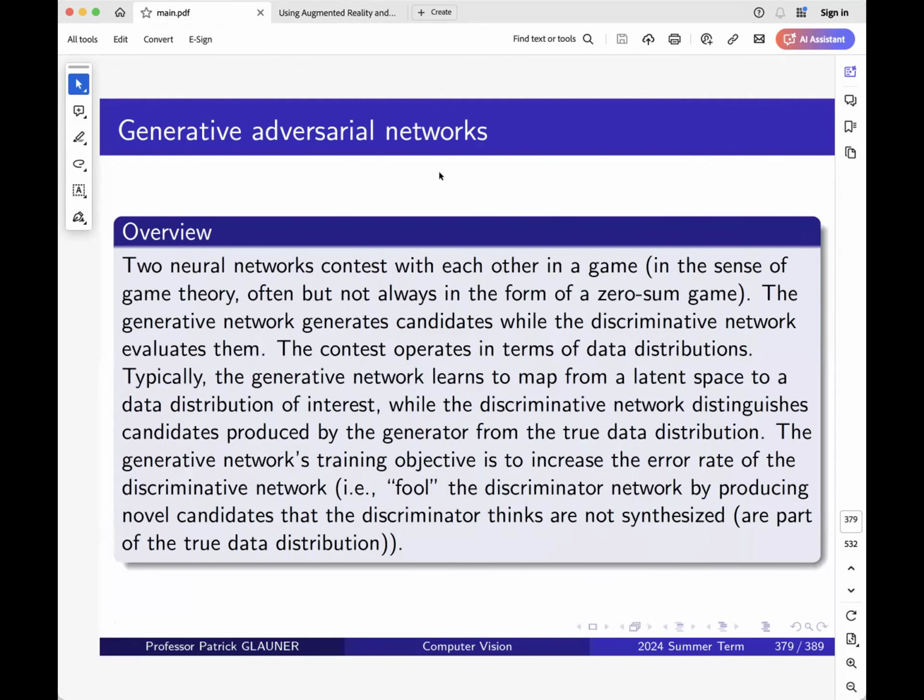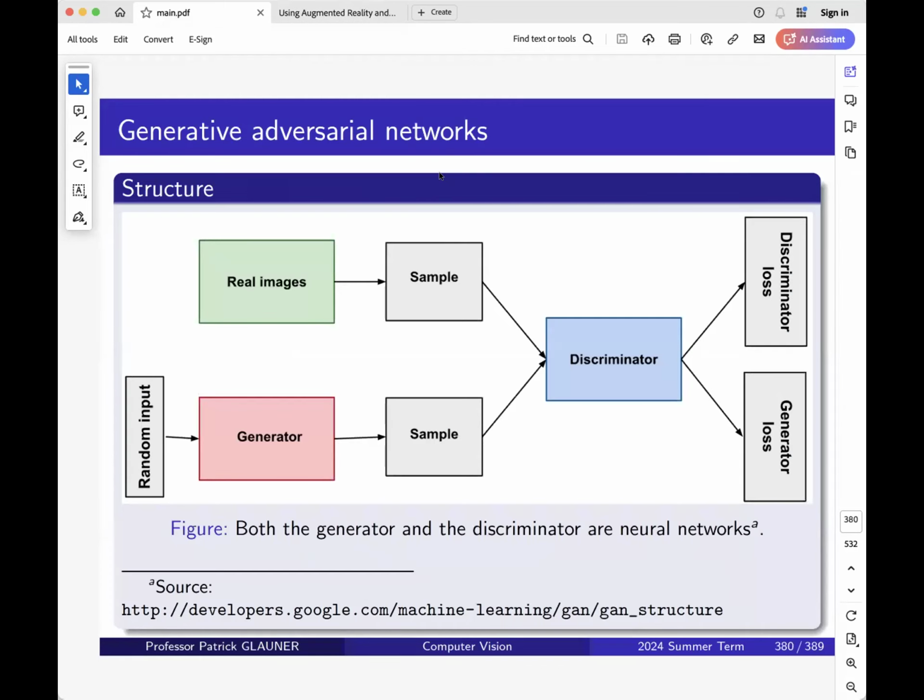Then a different kind of neural network has become more popular in the last few years, so-called GANs, or generative adversarial networks. It looks something like this. In fact, it's actually two neural networks. You have a generator and you have a discriminator. And what this kind of neural network aims at is you have real data, for example, real images, but you can also apply this to totally different data.